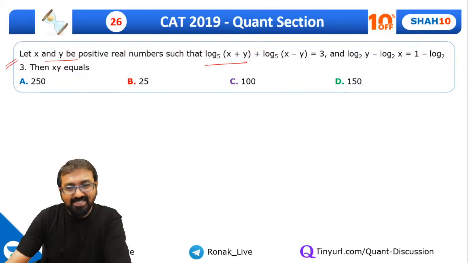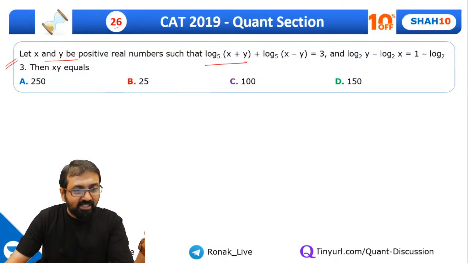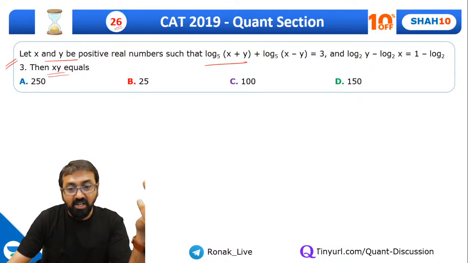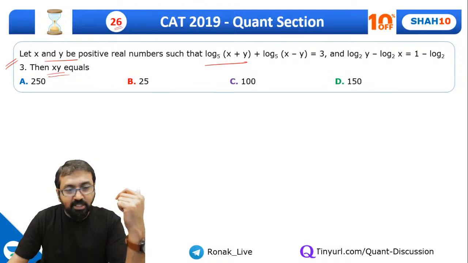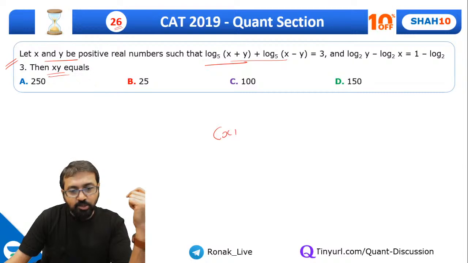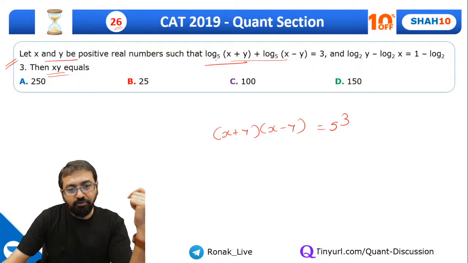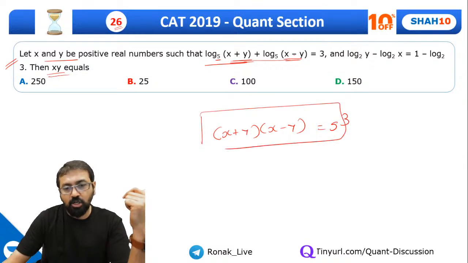So this one is a damn simple question. I don't know why we have kept it in red. We need to find out xy equals to. Let's figure out something. Of course both of them have the same base, so multiply straight away. So what will you get? X plus y into x minus y. Log of this is equal to 5 cube. Yes or no? First of all, these two will be multiplied, so log of this into this with base 5 will be equal to 3. So 3 raised to 5 will be this one. So this is one result that we got.